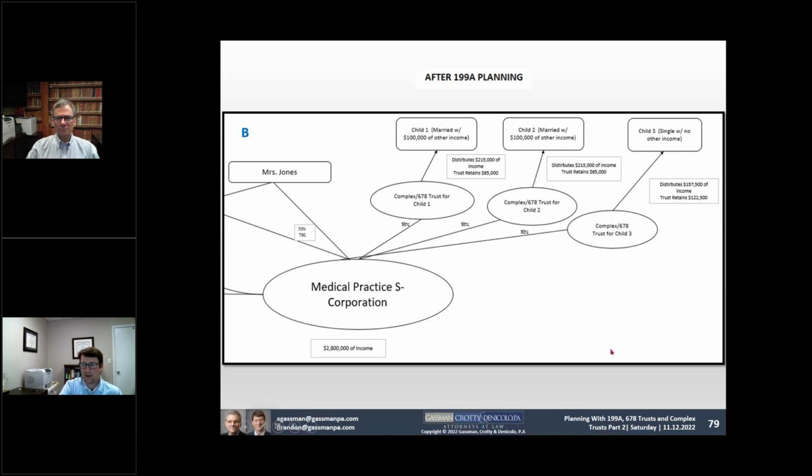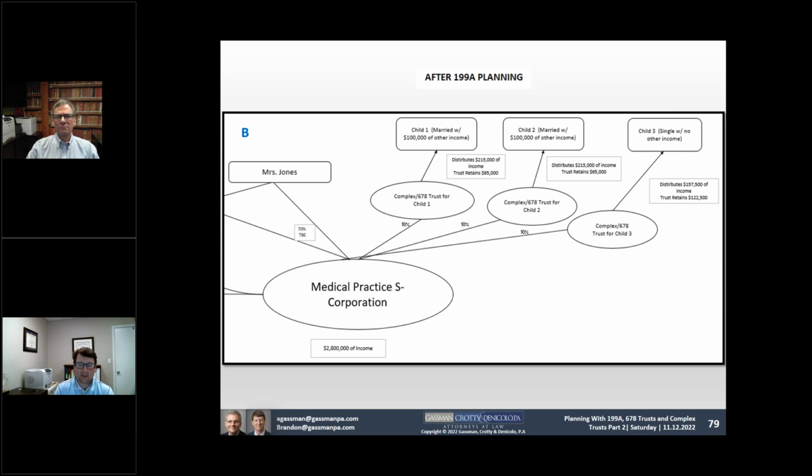So at the end of the day, what we were able to calculate is that saved the family about $200,000 in income taxes each year, just by having these complex trusts in place, the ability to look up to 65 days into next year at the income level of each child, making a distribution of that income to kind of get them right up against that 199A threshold, retaining the rest in the trust and paying taxes at the trust level, but you get the 199A deduction.